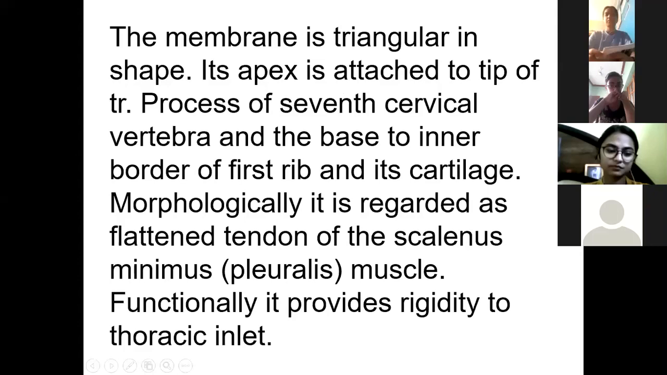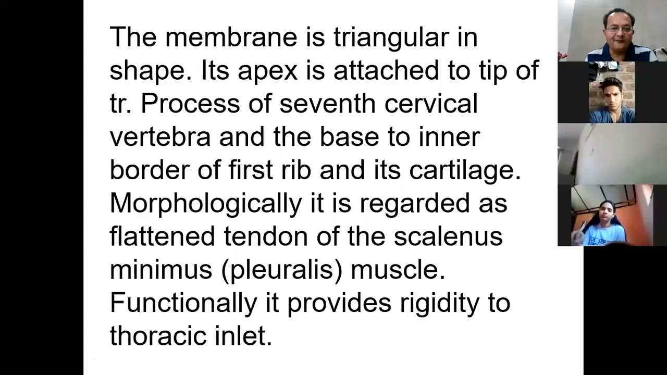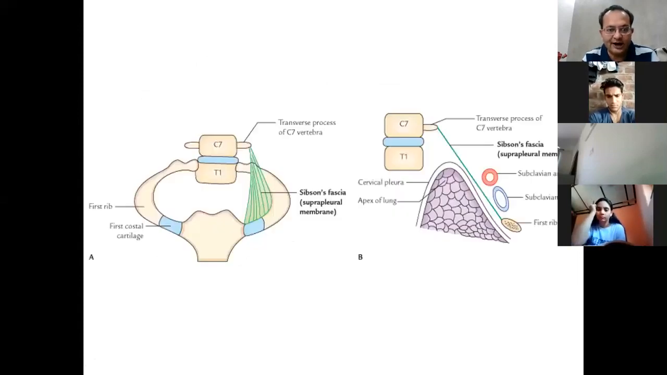Its apex is attached to the tip of the transverse process of the seventh cervical vertebra and the base to the inner border of the first rib and its cartilage. Morphologically, Sibson's fascia is regarded as the flattened tendon of scalenus minimus or pleuralis muscle. Functionally, it provides rigidity to the thoracic inlet.